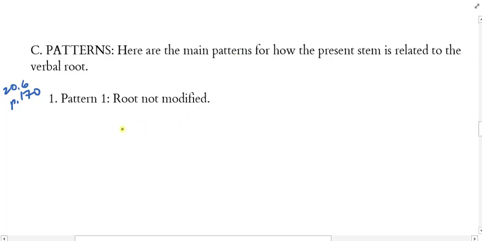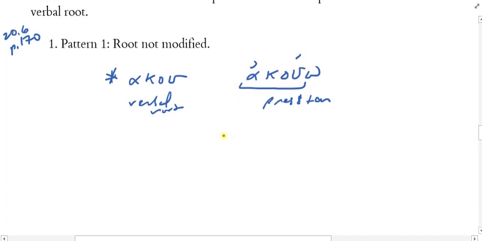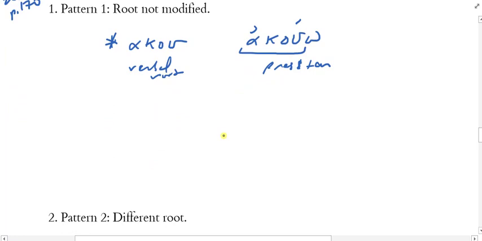Well, we just looked at akuo, didn't we? Yeah. So the real root of akuo is aku. That's the verbal root. The present stem is akuo. And so this part is the present stem. And how does it relate to the verbal root over here? It is the same. It's unmodified, isn't it? So the present stem was formed by taking the root and not changing it. The question was asked, is this common? And the answer is absolutely, it's common.